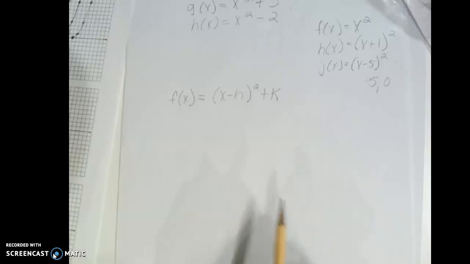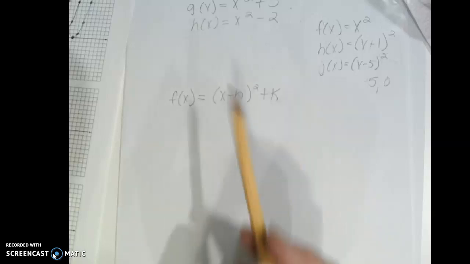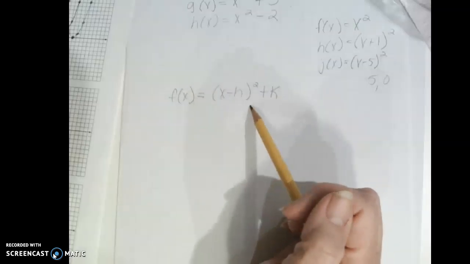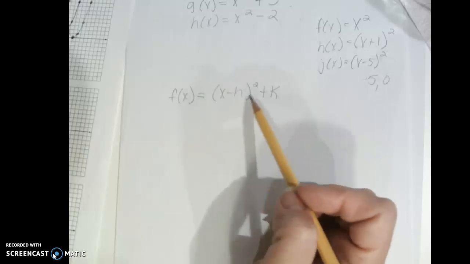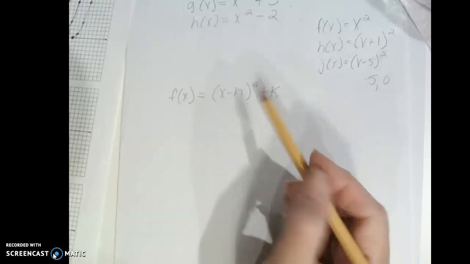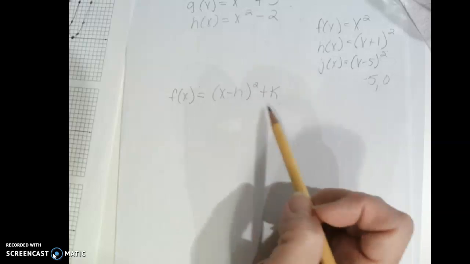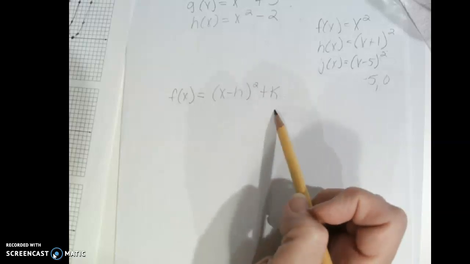Since we're talking about this section is the vertex form of a quadratic function, this is what it actually looks like. We have f of x is equal to (x minus h) quantity squared plus k. And so when you're looking at this, we plug in the numbers, it's going to tell us what the vertex is just by looking at it. So you wouldn't have to do any graphing and figuring it out.